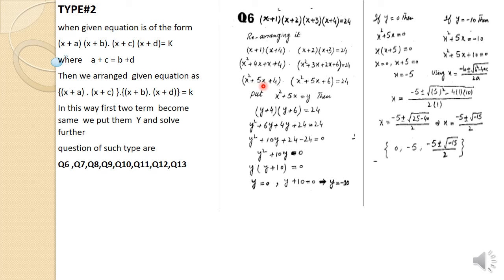And similarly, students, you can see that the first two terms of both brackets are the same. So here we suppose the term x² + 5x equals y, so it becomes (y + 4)(y + 6). Now multiplying these two brackets, you will get this quadratic equation, and after simplification you will get y equals 0 and y equals minus 10.